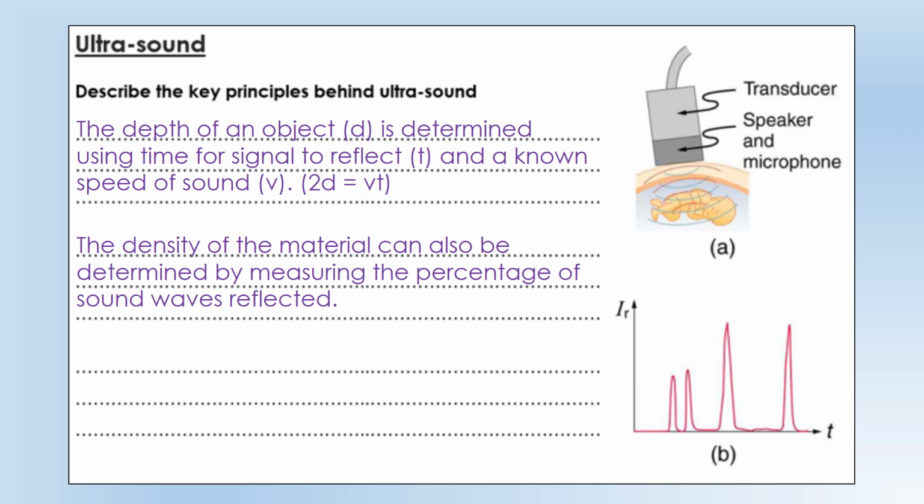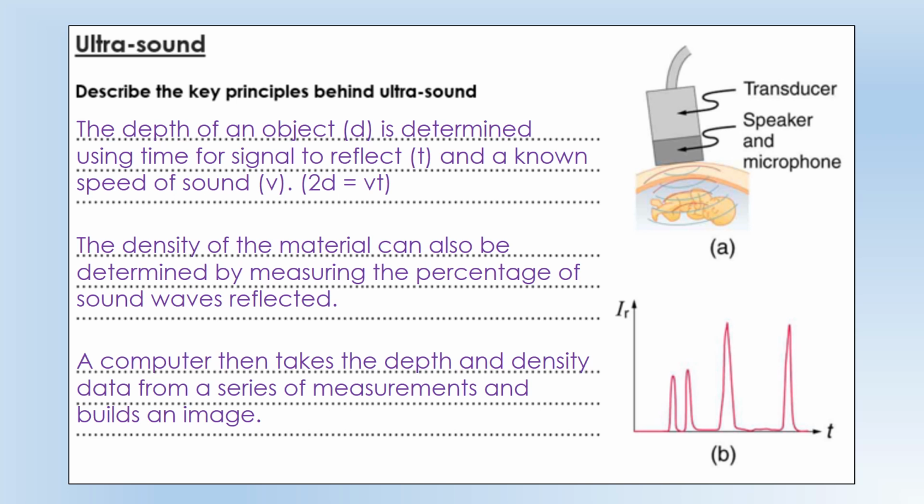We're measuring the distance the object is away, and we found a way of measuring the density of the object as well. And what we do is we take lots of these measurements. We move the scanner around and take lots of measurements, and a computer then takes all that data and builds an image, and that's what you can see on a screen. And we're now able to do them in 3D, which is quite impressive these days.